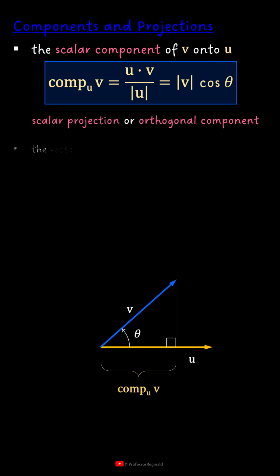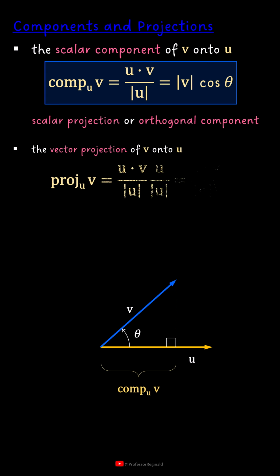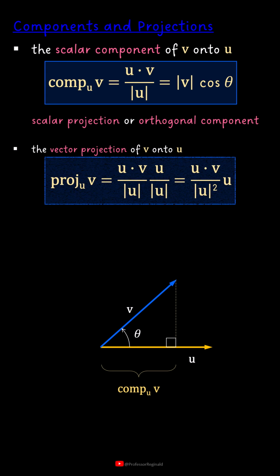Meanwhile, the vector projection of v onto u is the vector defined by the scalar component of v along u times the normalized vector u. The scalar component contains the magnitude information, while the normalized vector contains the direction information. It is also referred to as a vector component or an orthogonal projection.